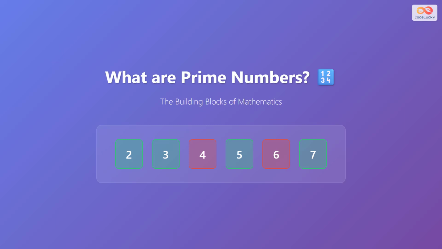Let's explore the fascinating world of prime numbers. Prime numbers are the fundamental building blocks of mathematics. Consider the numbers 2, 3, 4, 5, 6, and 7. Some of these are prime and some are not.